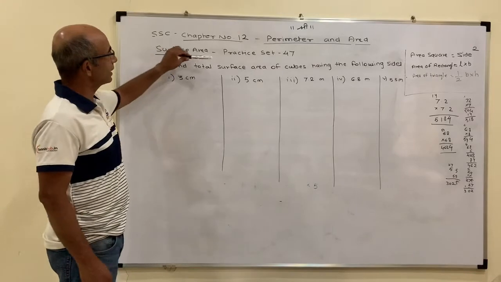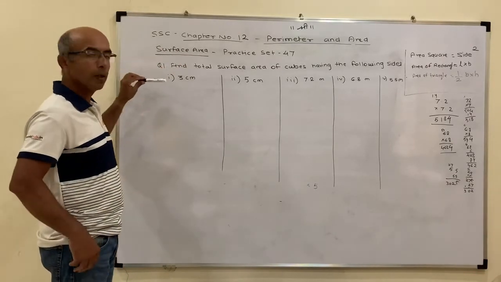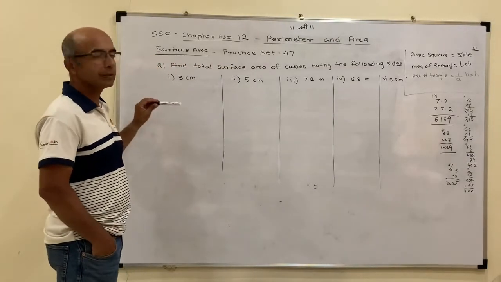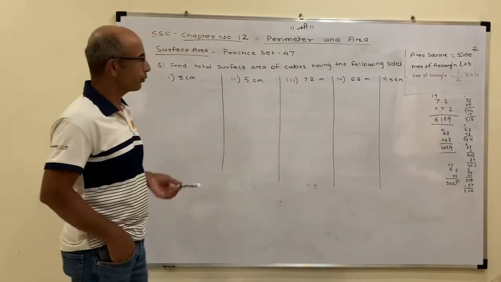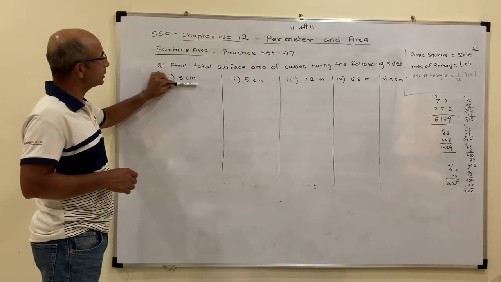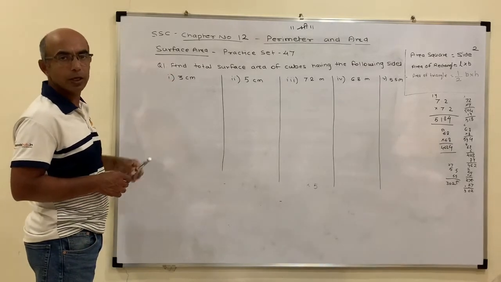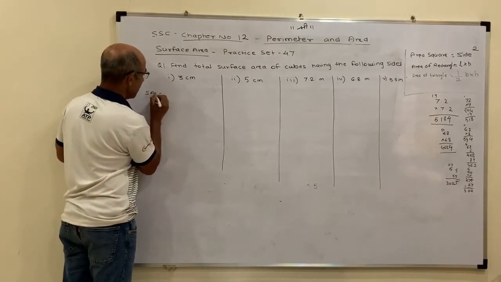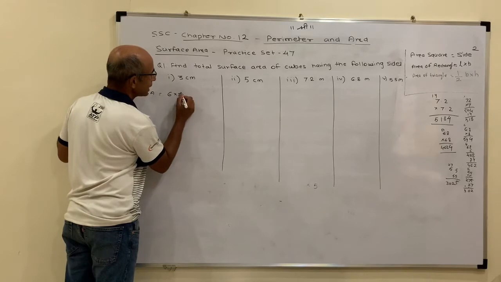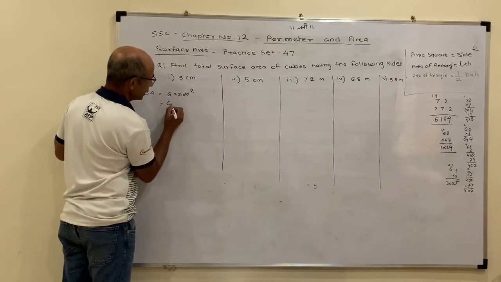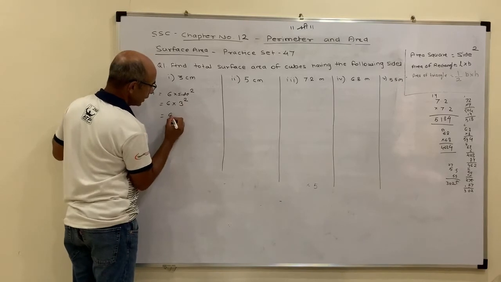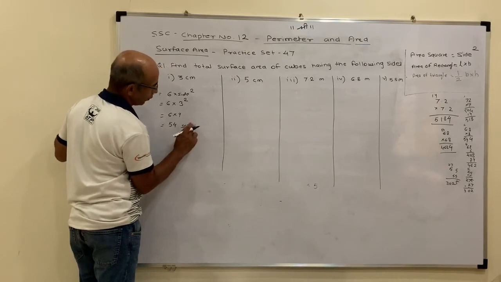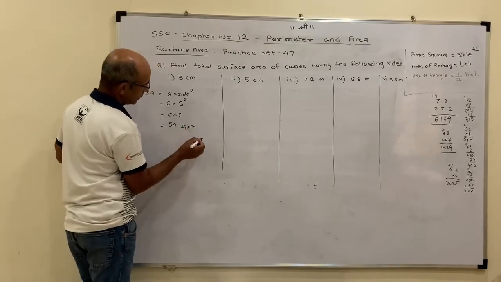Now let's solve the practice set 47. The question 1 is pretty easy. Find total surface area of the cubes having the following side. So these are the 5 sub questions. If the side of the cube is 3 centimeter, we need to find the surface area. So our formula is surface area equals 6 into side square. So 6 into 3 square, so 6 into 9, 9 6s are 54 square centimeter is the first one.